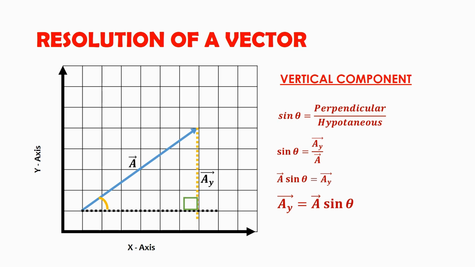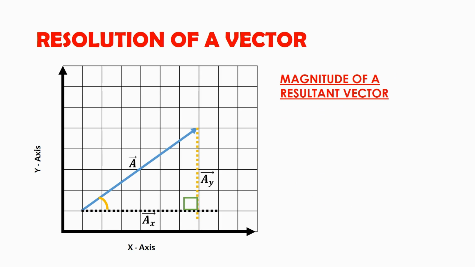So now we have got the equation for the horizontal component ax, and we have got the vertical component ay. Now we are required to find the magnitude of the resultant vector. Whenever we are required to find the magnitude of a resultant vector, we use all the components present in the triangle. So vector ax, ay, and vector a would be used here, and we will be applying the Pythagoras theorem, which says hypotenuse square equals perpendicular square plus base square.